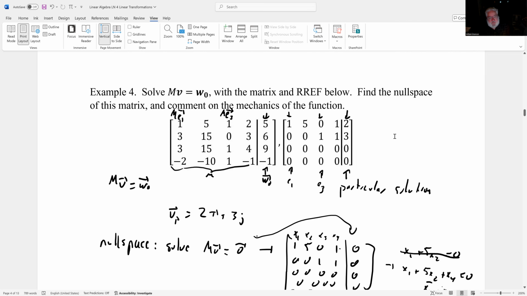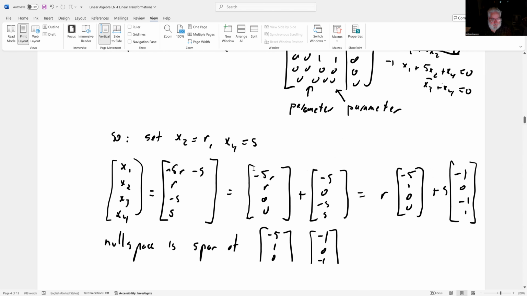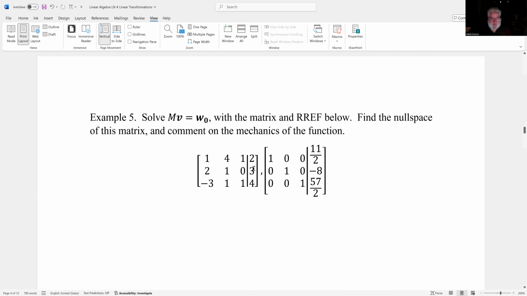So what are the mechanics of the function? We start with 4 dimensions. We have 2 dimensions that are spanned by the null space. And then we have 2 other dimensions. What the function does is take everything in the null space and squish it down to 0 and just leave you with the other 2 dimensions. And the other 2 dimensions are scrambled a little bit depending on what the numbers are. That's kind of what matrices do.